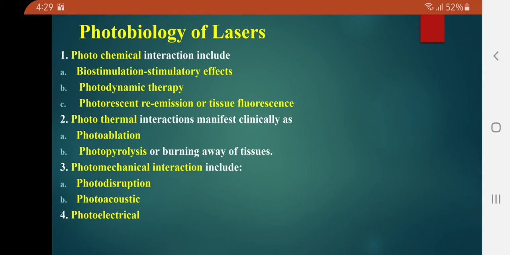Photoablation is the removal of tissue by vaporization. Photopyrolysis is the burning away of tissues. Photomechanical interaction includes photodisruption, which is breaking apart of structures by laser light, or photoacoustic interaction, which involves the removal of tissue with shockwave generation. Photoelectrical interaction includes photoplasmolysis, which describes how tissue is removed through the formation of electrically charged ions and particles that exist in a semi-gaseous high-energy state.